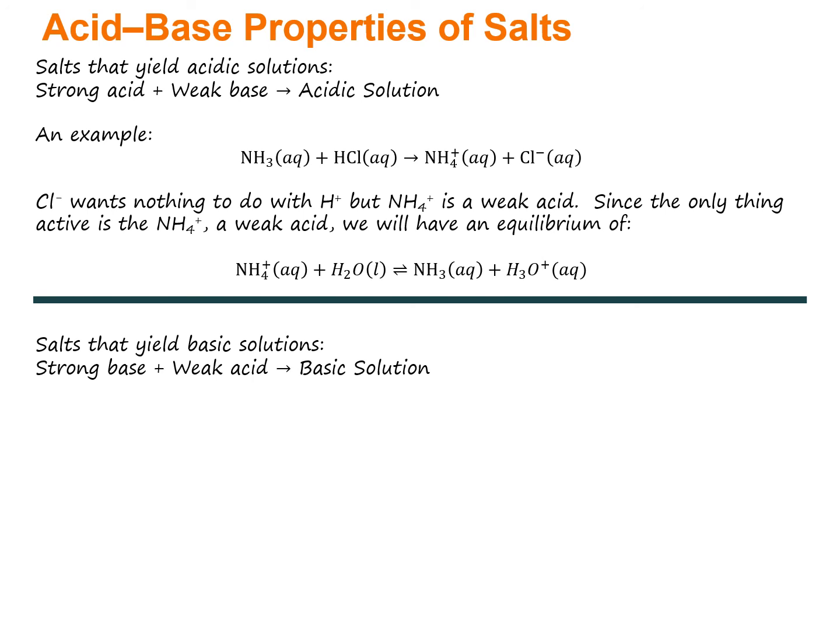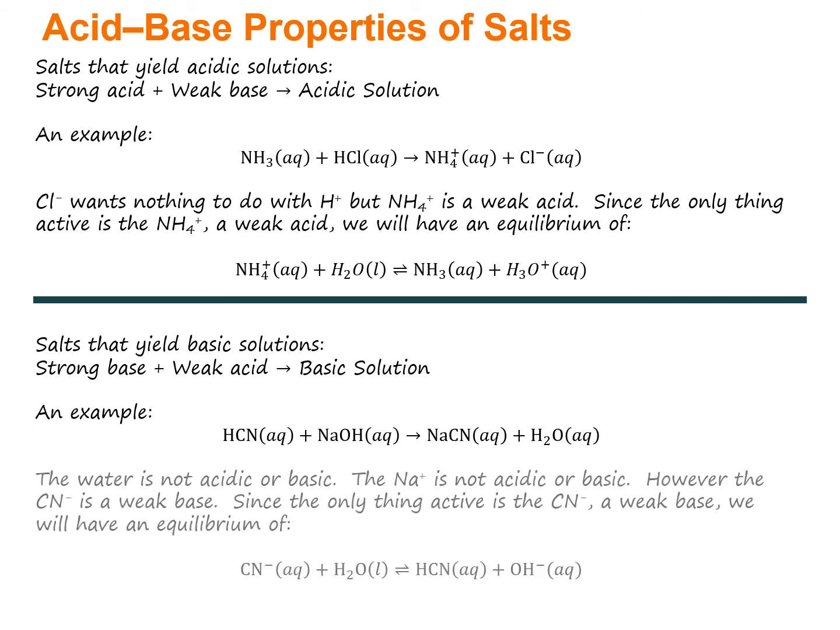When we look at a strong base with a weak acid, we end up with a basic solution. It's very similar to the reasoning we just had for the other problem. So if I took hydrogen cyanide, a weak acid, and reacted it with sodium hydroxide, I end up with sodium cyanide plus water. That cyanide ion is the only thing present that's going to contribute to our acidity or basicity. In this case, cyanide is going to act as a weak base.